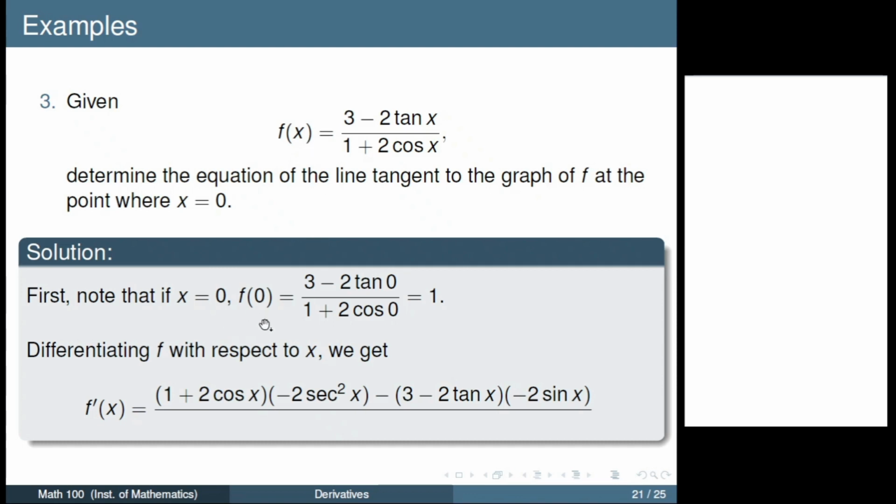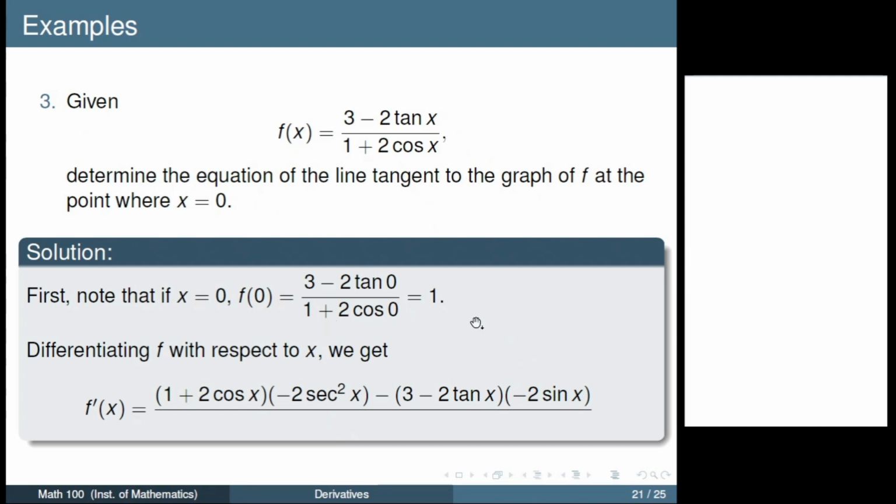So, we have f of 0, the y coordinate, to be equal to (3 minus 2 tangent 0) over (1 plus 2 cosine 0). Ang tangent 0 ay 0 lang. So, we have 3 divided by, ang cosine 0 ay 1. So, magiging 1 plus 2. So, this is 3 over 3, which is just equal to 1. Okay. Therefore, ang point of tangency natin will be the point (0, 1).